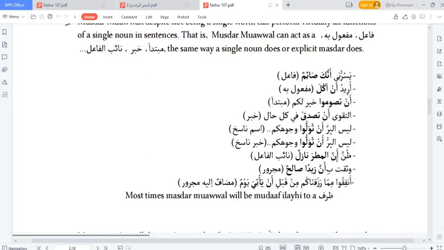Dhunna anna al-matara nazilun. It was thought that rain was falling. It was thought that rain is falling. So you can see here that this anna al-matara is the naibul fa'il. So it is acting as naibul fa'il in that context.